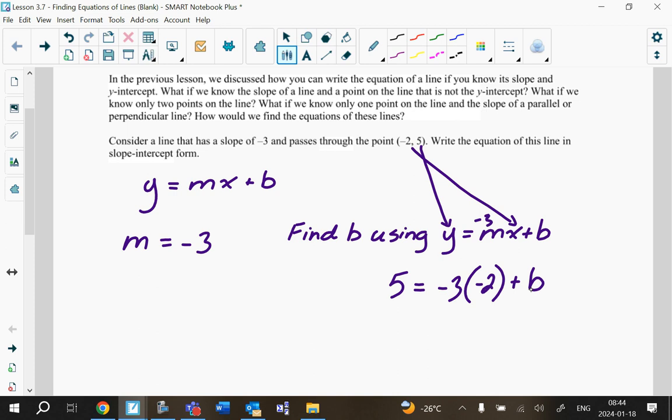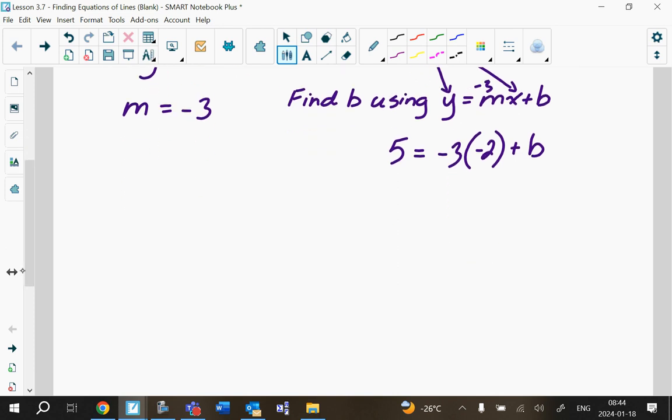So I'm going to use this point to help me find the y-intercept. So now we just have to solve for this. Well, what's -3 times -2? 6. So 5 equals 6 plus b. How would I get b by itself? Subtract 6. Take that 6 over here. And I get -1 equals b. So I had to use algebra to figure out b. So now I've got the two things I need.